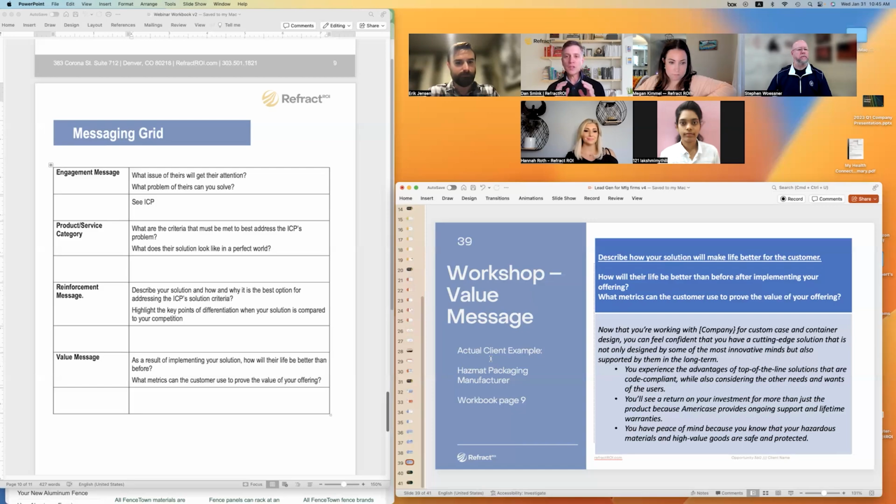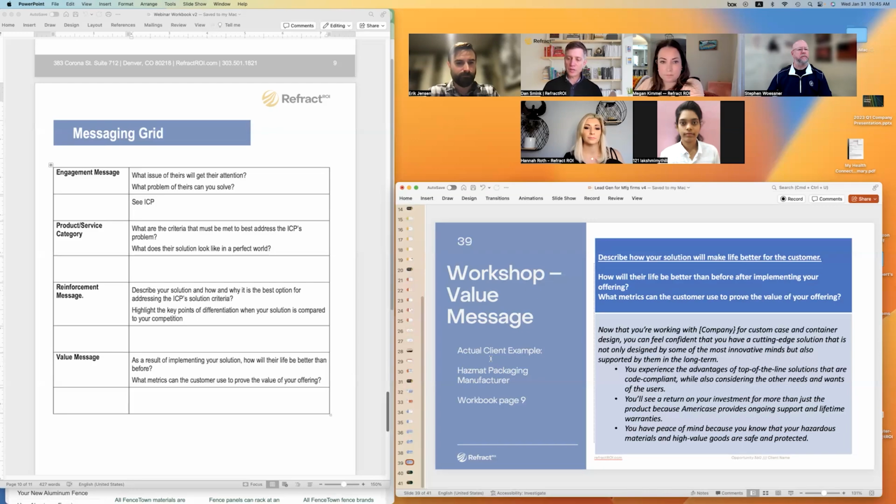So let's answer those two questions. How will their life be better than before after implementing your product or service? And what metrics can they use to prove the value of your offering if they were asked about it by, say, the superiors they have in their organization about why they bought this product? Okay. Below this is an example that we had again with the hazmat company, right?